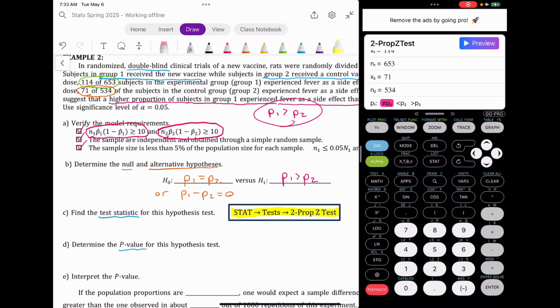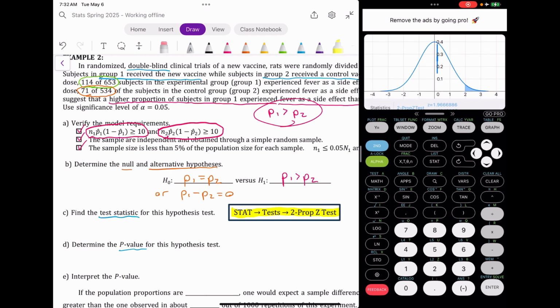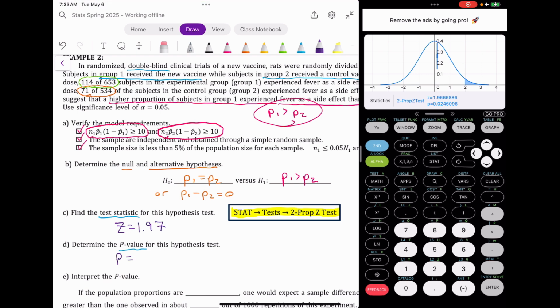All right, and then P1 is greater than P2 for our alternative hypothesis. And then we just go to calculate, typically just go to draw. And we can see the test statistic is a z-score of 1.97. And then the p-value is 0.025-ish.